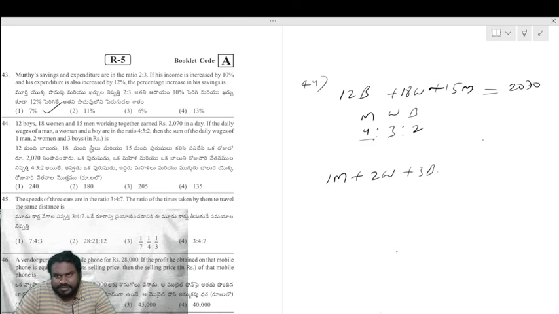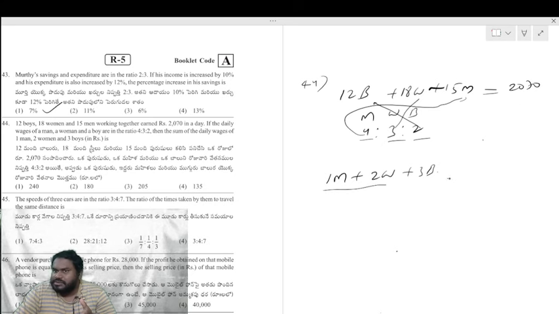He has already given everything. It is a direct question. So in place of M, substitute 4. In place of W, substitute 3. In place of boys, substitute 2. And you will get the total number of parts of work that they have done together. Then for one part, how much they are earning, you will find.